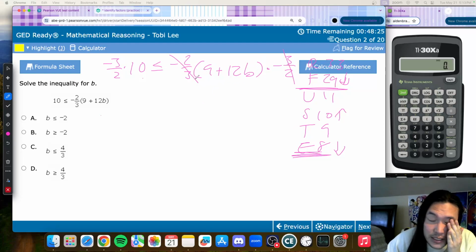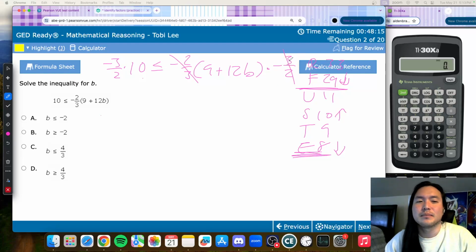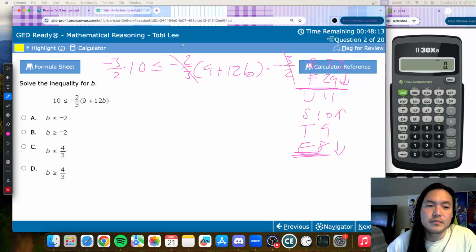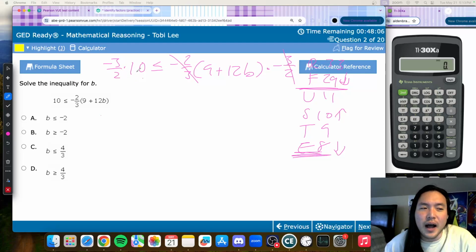Here you can think about it as dividing by 2/3. Dividing by a fraction is the same as multiplying by its reciprocal. So dividing by negative 2/3 is the same as multiplying by negative 3/2. And so here we get 10 divided by 2. 10 divided by 2 is 5. 5 times negative 3 is negative 15.